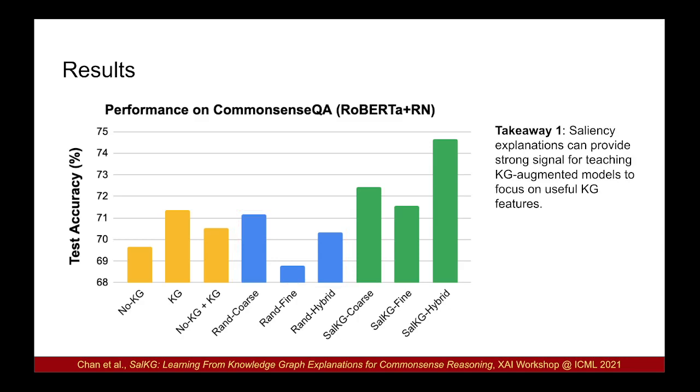Here we see that SalKG outperforms NoKG, KG, NoKG plus KG, and RAND. This shows that saliency explanations can provide strong signal for teaching KG augmented models to focus on useful KG features. We also find that SalKG hybrid performs the best overall, beating both SalKG coarse and SalKG fine. This suggests that coarse and fine explanations are complementary. For results on other models and datasets, plus more details about experiments, please refer to our paper.